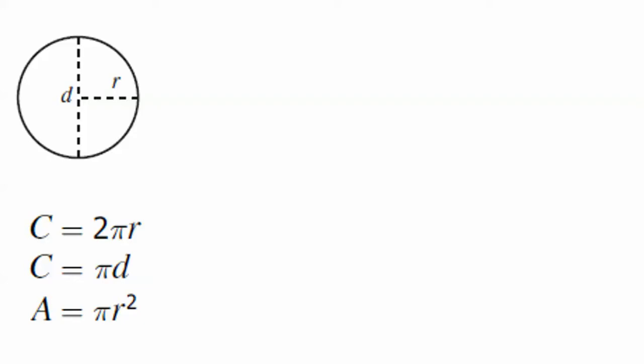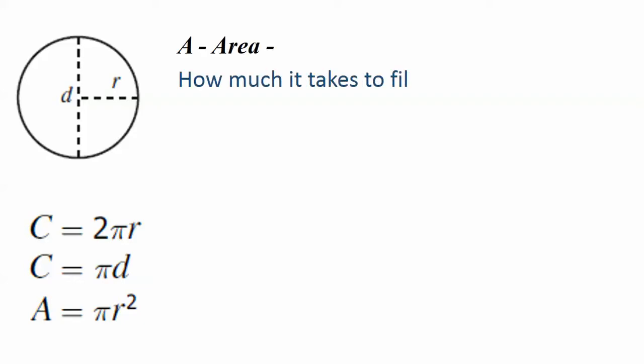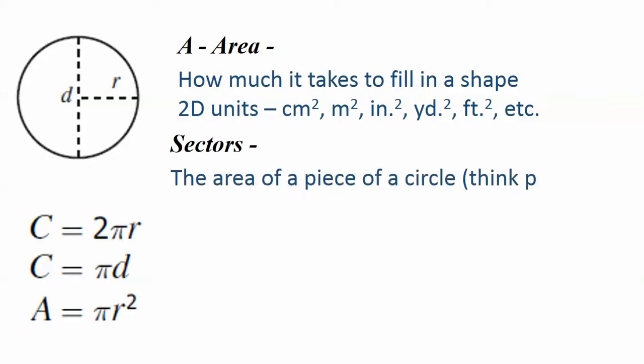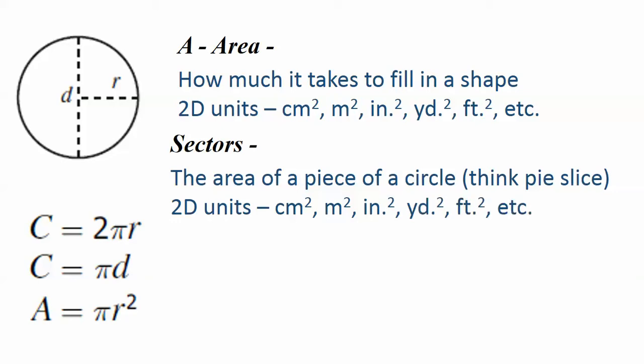Again, our formula sheet. And now let's talk area. How much it takes to fill in a shape. This is going to have two-dimensional units: centimeters squared, meters squared, inches squared. Think of painting something. You're covering a surface. To go along with area, we have something called a sector. Now, a sector is the area of a piece of a circle. Think of pizza or a pie slice. It'll also be in two-dimensional units, though. It's still something we could paint or cover.